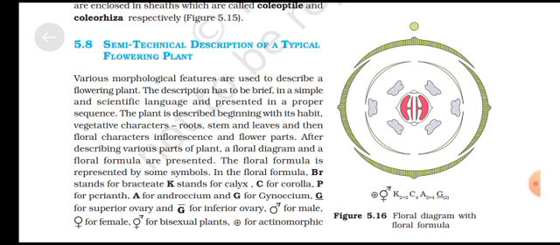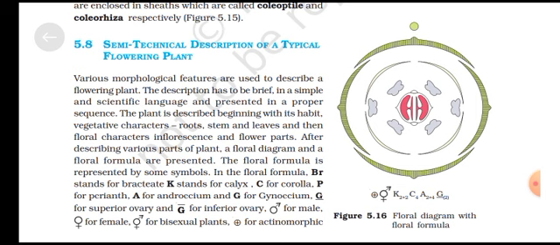After describing various parts of a plant, a floral diagram and floral formula are presented. The floral formula is presented by some symbols. Br stands for bracteate, K stands for calyx, C for corolla, P for perianth, A for androecium, G for gynoecium, G with a line below for superior ovary and G with a line above for inferior ovary.